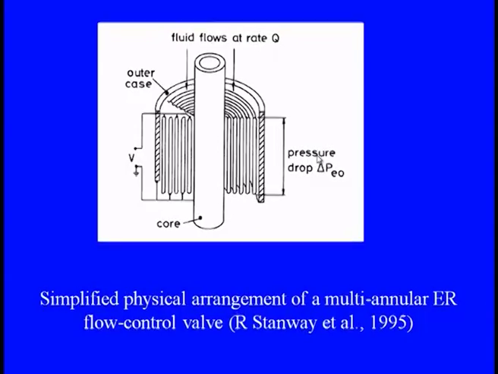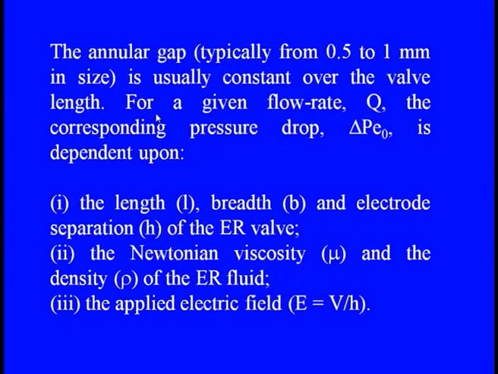And when we look at the multi-annular flow control valve, you can see the annular parts, and the flows passing through them, and the pressure drop between them, which we can gather. By increasing the electric field through this core, we can see how the variations occur between the pressure drop and the volume rate. We know that the annular gap is always between 1 millimeter and 0.5 and is constant. So for a given discharge, we can find the corresponding pressure drops. First, it depends on the length, the breadth, or the electrode separation of the valve. Second, it depends on the Newtonian viscosity and the density of the ER fluid. And third, which is very important, the strength of the applied electric field.